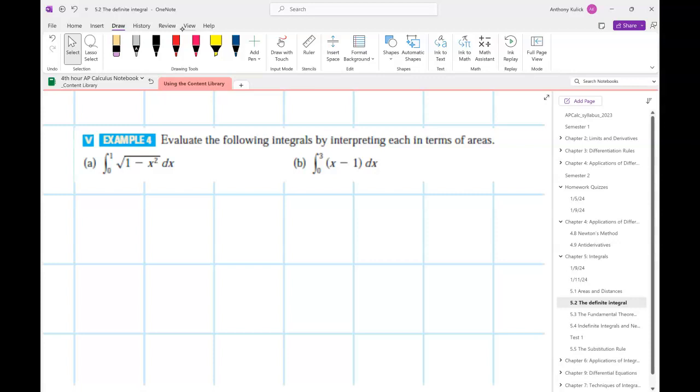Okay, so here it says evaluate the following integrals by interpreting each in terms of areas. So remember that the integral is the area under the curve, right? So if this graph is just like a geometric figure, I can just use my knowledge about area from geometry to compute this integral. So let's look at the graph of square root of 1 minus x squared from 0 to 1.